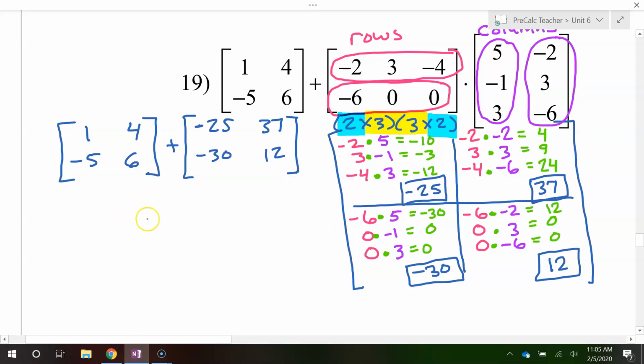All right, and if we add these together, and again we're just adding the corresponding elements, this is going to give us -24, and then 4 and 37, that's going to be 41. -5 and -30 is -35. And 6 and 12 is 18. So this should be the final answer for number 19.